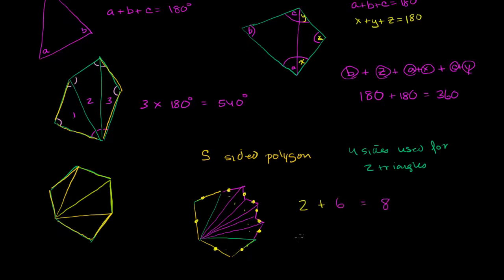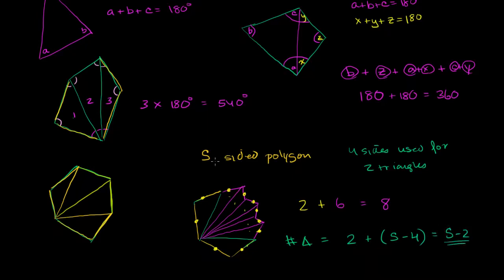And so we can generally think about it. The first 4 sides, we're going to get 2 triangles. So let me write this down. So our number of triangles is going to be equal to 2. And then I've already used 4 sides, so the remaining sides I get a triangle each. So the remaining sides are going to be S minus 4. So the number of triangles is going to be 2 plus S minus 4. 2 plus S minus 4 is just S minus 2.